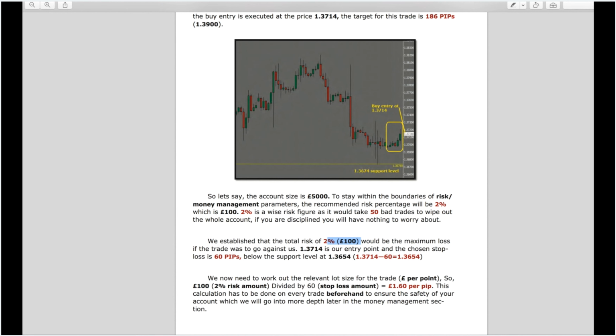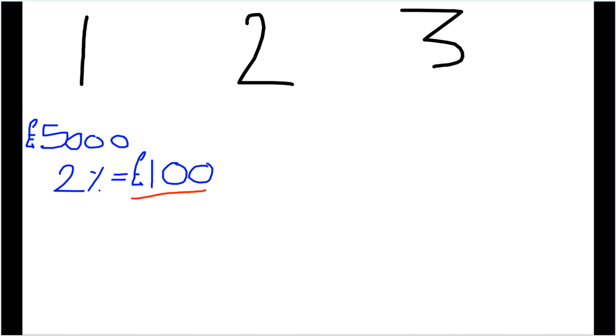But step 2 is our stop loss. Step 2 is stop loss. 1 is risk amount and figure, 2 is stop loss. In this case, it is 60 pips. It's going to differ on every trade setup, and you're going to know by the end of this course how to configure your stop losses.